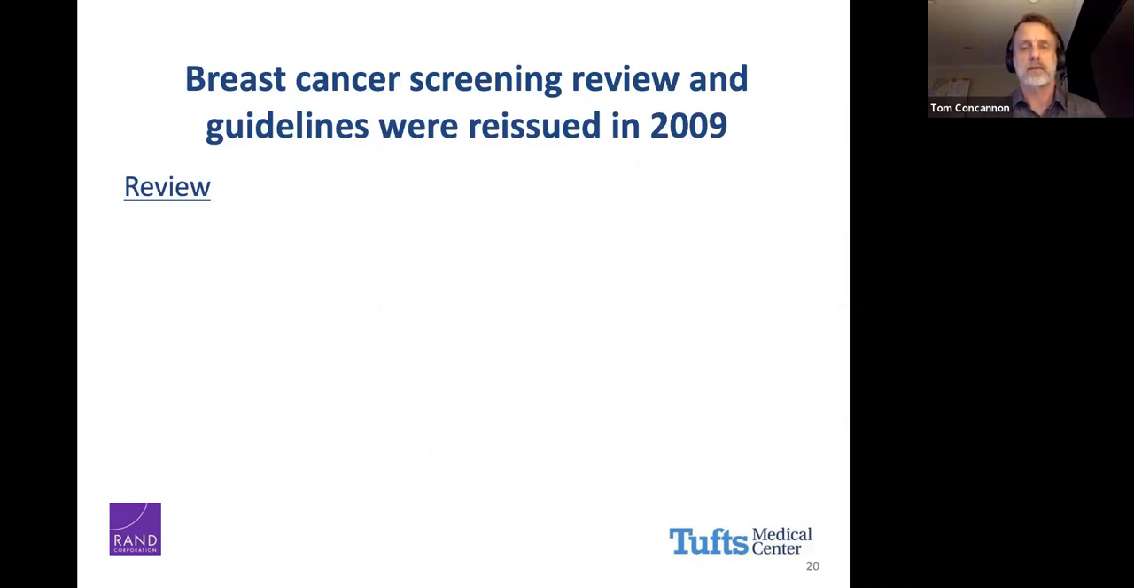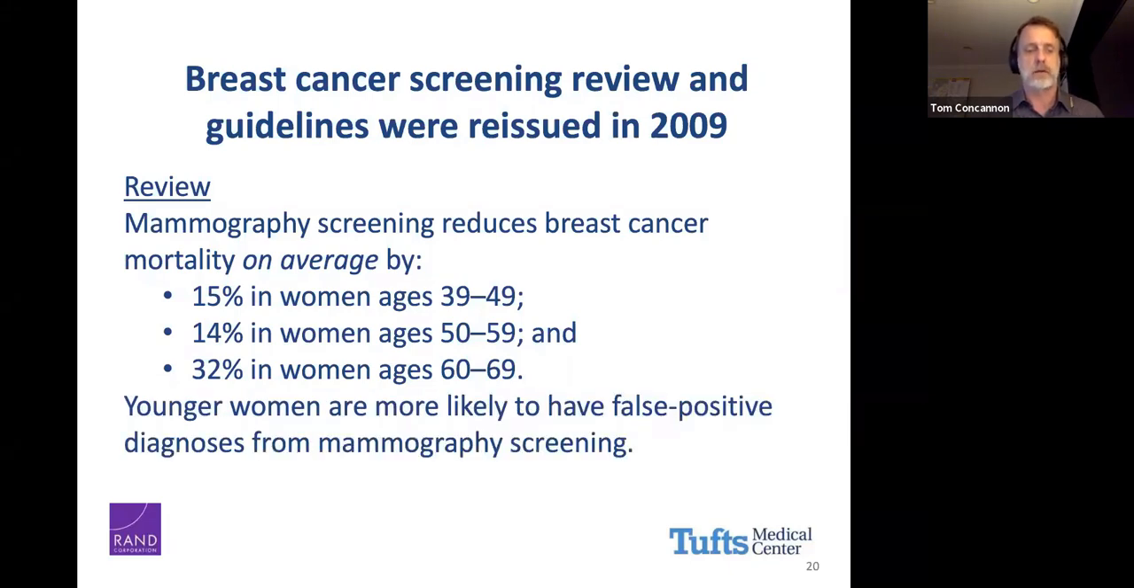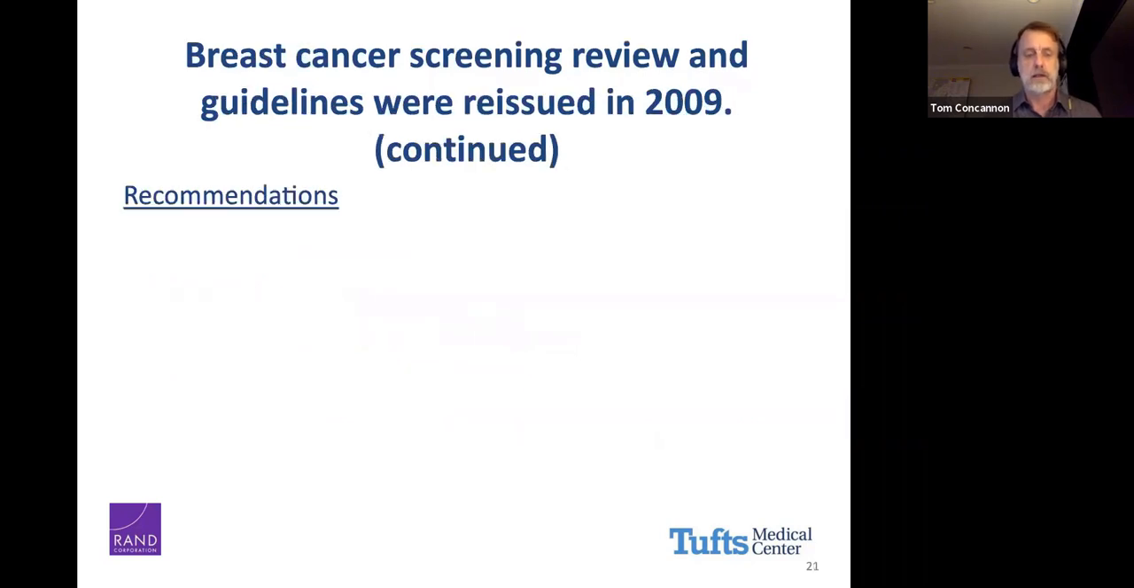So I want to describe what this guideline actually said. It was reissued again, and it was an update to an existing guideline. They conducted a systematic review of new clinical research on mammography screening, which on average showed that it reduced breast cancer mortality by 15% in women ages 39 to 49, by about the same amount, 14%, in women ages 50 to 59, and by a larger amount, 32%, in women ages 60 to 69. But the younger women, the women in this youngest group, age 39 to 49, were more likely to have false positive diagnoses from mammography screening, leading to potential harms.